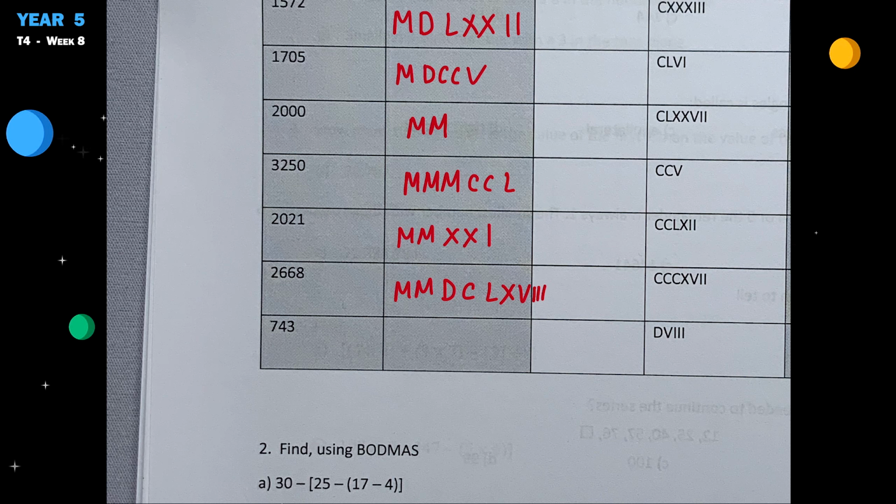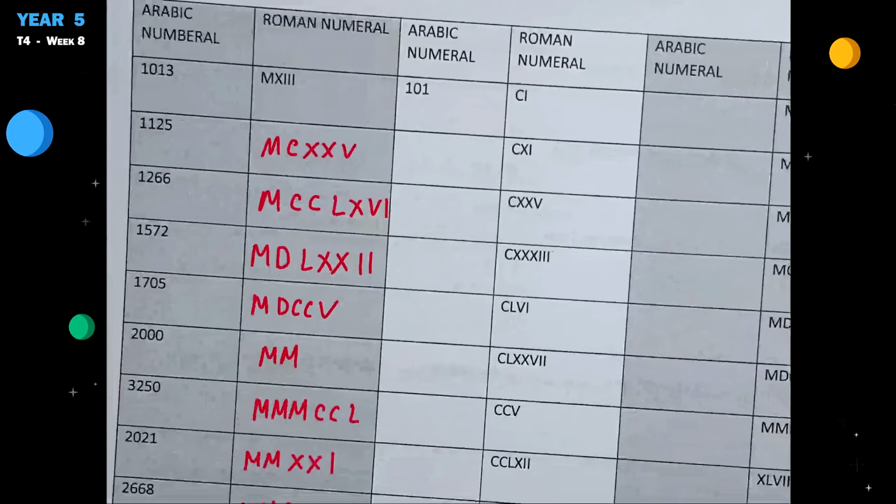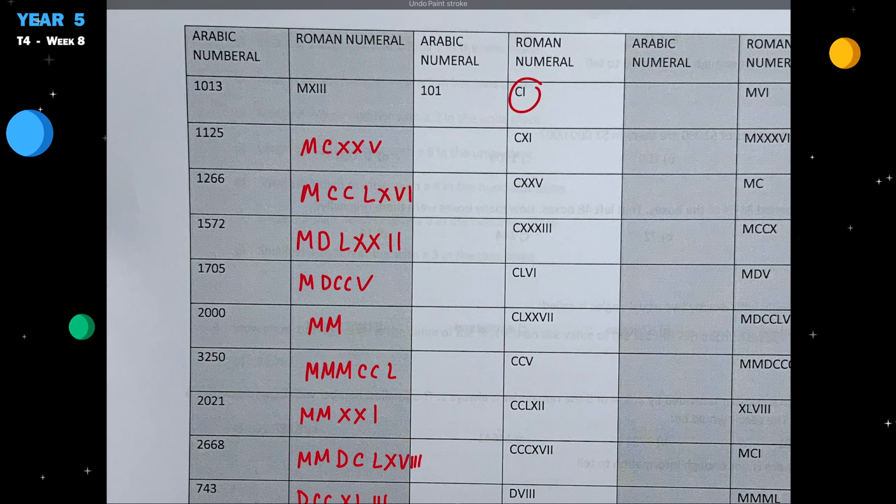Okay, next one is 700, that's D for 500, 600, 700, and 40, which is XL for 40, and then 3, 1, 2, 3. Okay. Now the next one says convert Roman numerals into our number system.